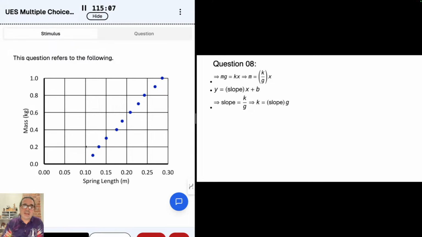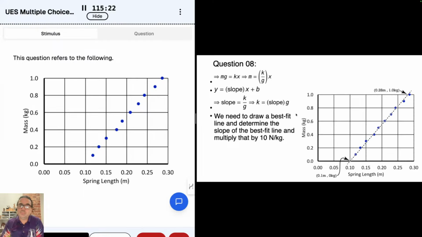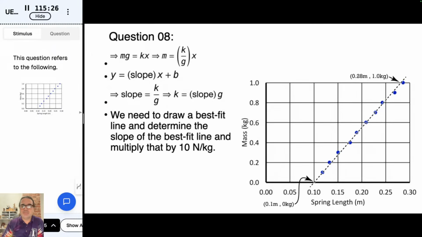So in order to get the spring constant from this graph, we need to multiply the slope of this graph times the acceleration due to gravity. So we need to draw a best fit line and determine the slope of the best fit line and multiply that by 10 newtons per kilogram. All right. So again, we've done this before where we draw a best fit line. You can see we have to pick 2 points again. This point here is 0.28 meters and 1.0 kilograms. And this point right here is 0.1 meters and 0 kilograms.